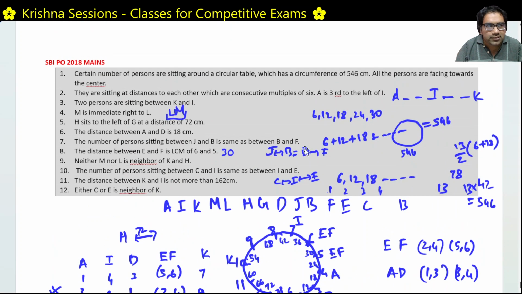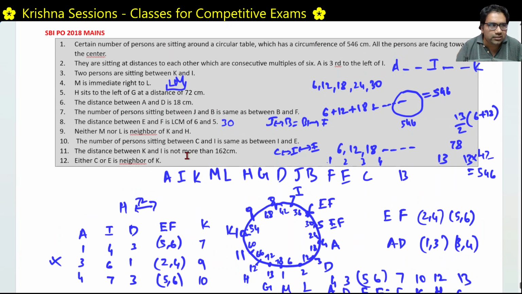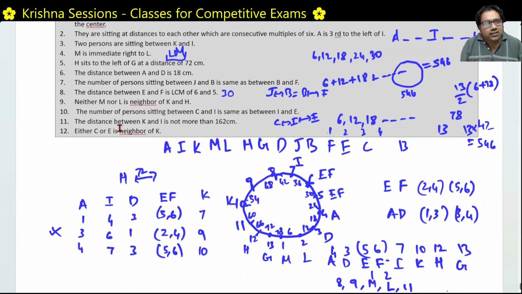Now, we already discussed C, I has to sit between C and E, and at the same time, either C or E is neighbor of K. E cannot be neighbor of K, right? E is in 5 and 6 position. K is in 10th position. E or F cannot be neighbor of K. Now, only option is C, right? So that means this 11th position or 9th position has to be taken by C only.